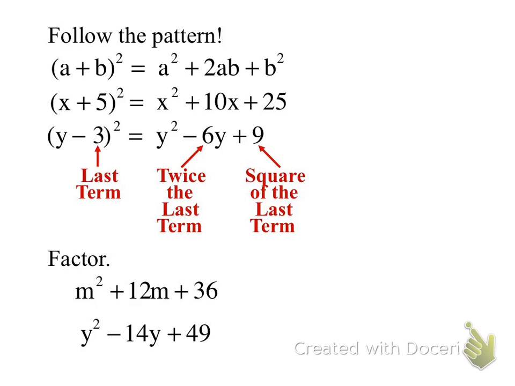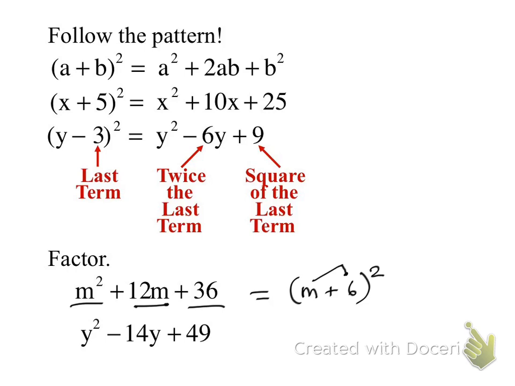I'm noticing, walking around, I see this trinomial. The first term is a perfect square, and the last one is a perfect square. So I'm going to try and factor that. The root of m squared is m. The root of 36 is what? 6. It's a plus sign. If I multiply those two together, I get 6m. Times 2, I get 12m. That is correct. I factored it correctly.